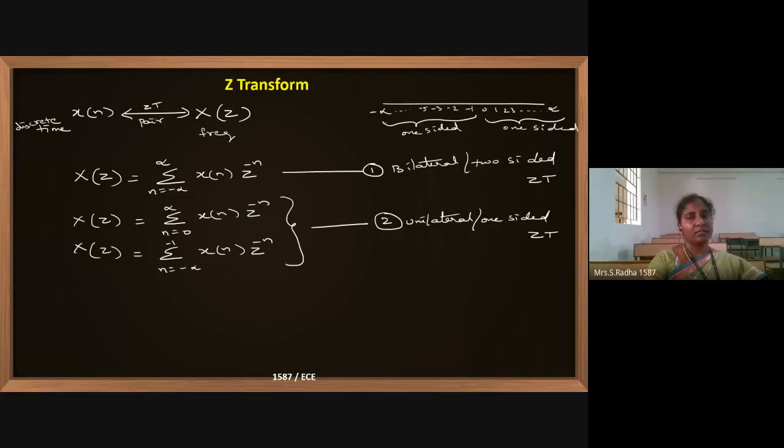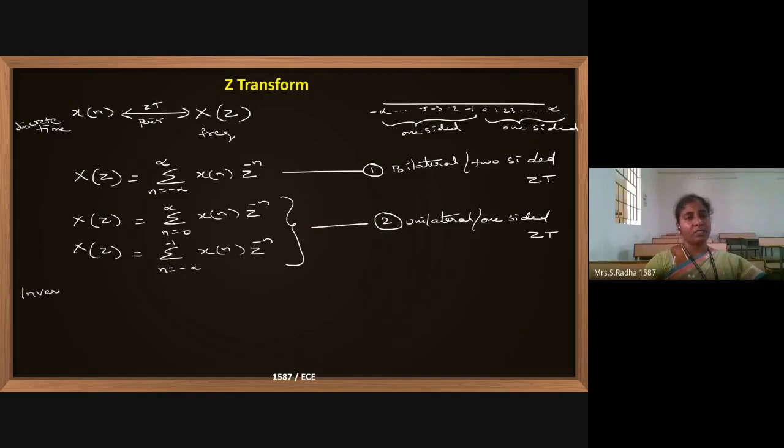Hence, in the equation, you can see two different fashions of summation limits, either 0 to infinite or minus infinite to minus 1. And in equation 1, it is bilateral Z transform. This is the forward direction, finding Z transform formulas.